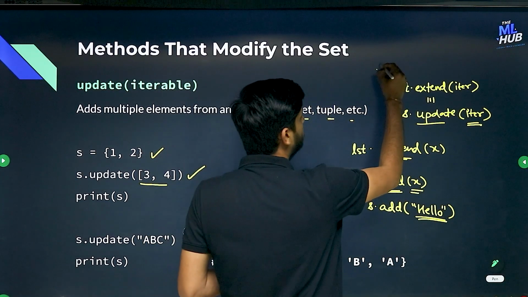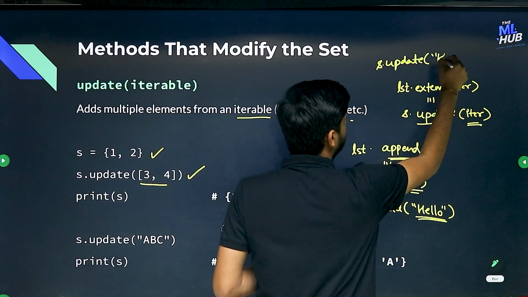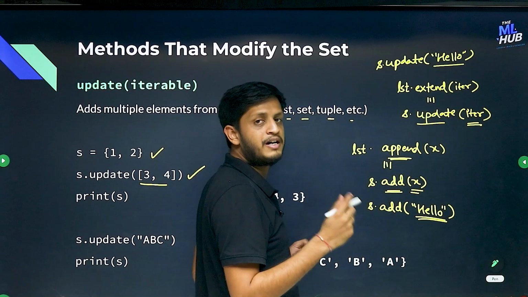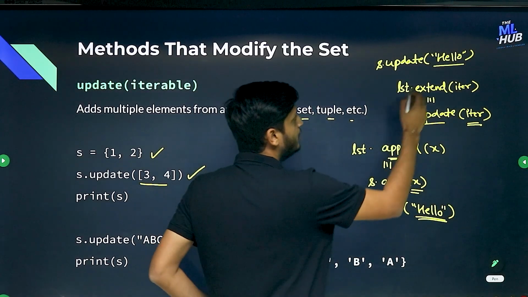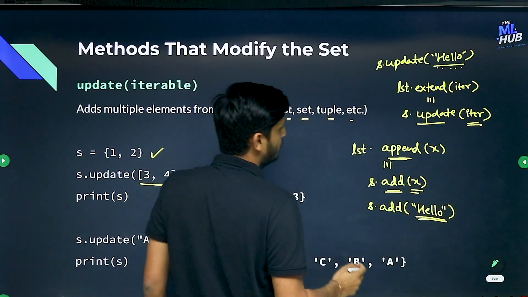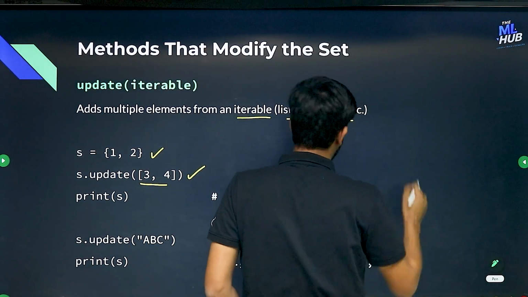But if you do s.update of a string containing hello, what will happen? This string will be treated as an iterable. The update function always takes an iterable. So here h will be added, e will be added, l will be added, l will be added, o will be added. Okay, so we can have a detailed example on this as well. Let's see how it works.